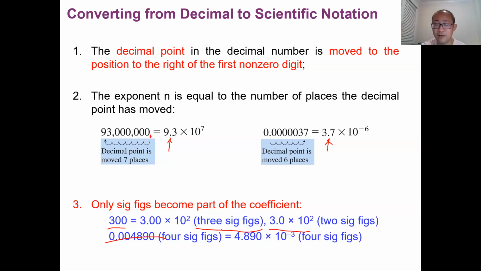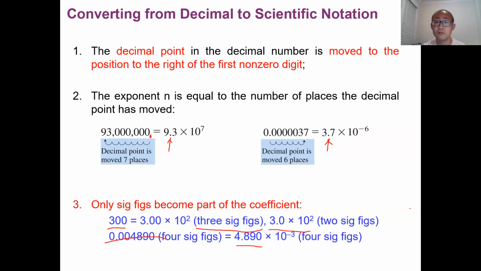The same here in the second example, 0.004890. Think about it, guys. Leading zeros are not significant. So this number only has 4 sig figs, 4890. These 4 digits are sig figs. When you convert to scientific notation, you need to keep those 4 sig figs. So 4.890 times 10 to the -3, because I moved the decimal to the right by 3 places.